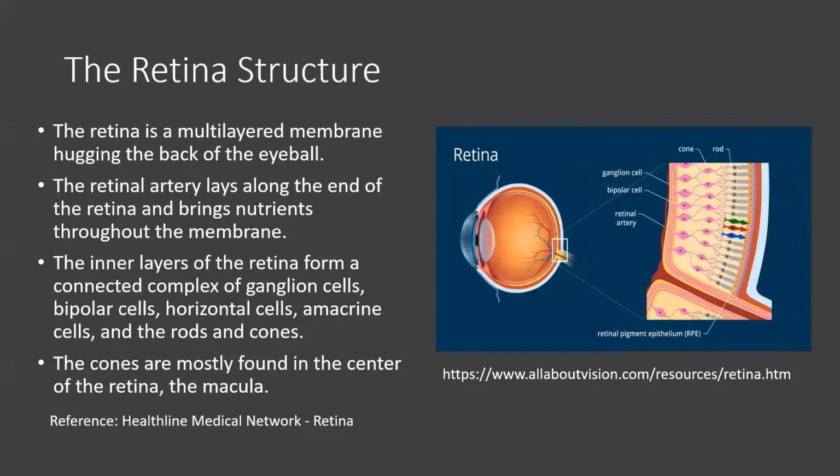And the retina is possibly the most important part of the eye, as it's a multi-layered membrane at the back that takes in the light, and is where all the light is focused to. So the inner layers of the retina are made up mostly of bipolar cells, ganglion cells, and the cones and rods, but they also have horizontal cells and amacrine cells. So the cones are almost completely found in the macula, and the rod cells are found in the outer edges of the retina.